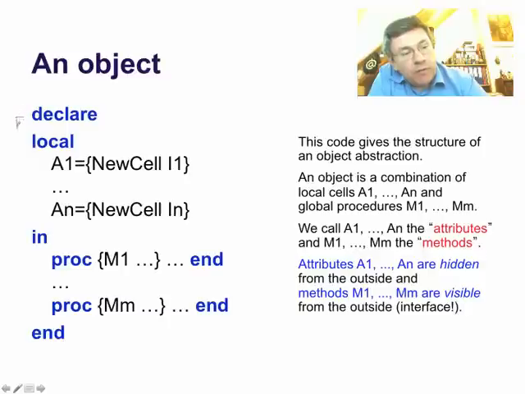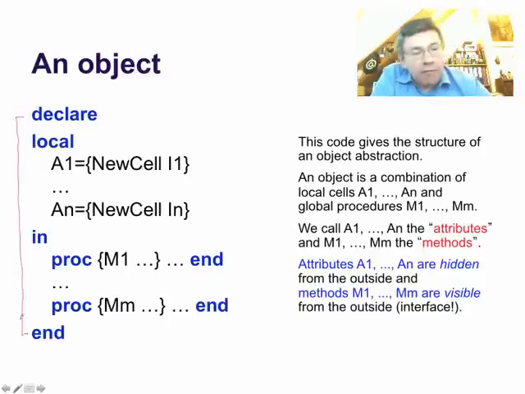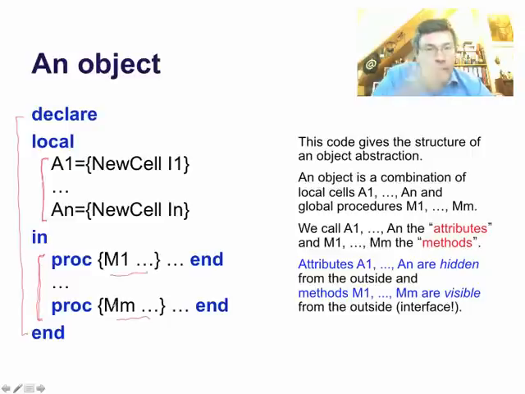So here's the schema of a single object. We have cells which are declared locally, A1 through AN, and procedures, M1 through MM, which are declared and accessible globally. Okay, so we have a part that's inside here, the cells, and also the procedure bodies, and a part that is accessible from outside, which are the procedures that one can call from outside.